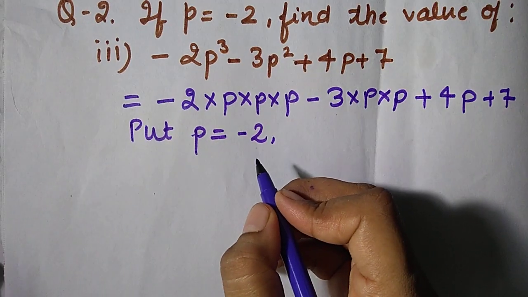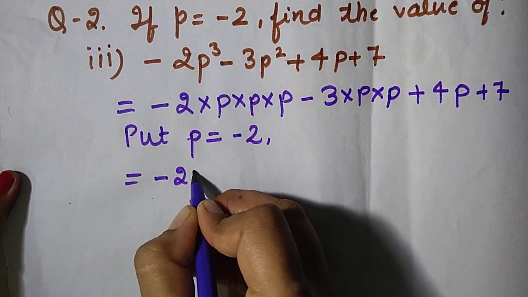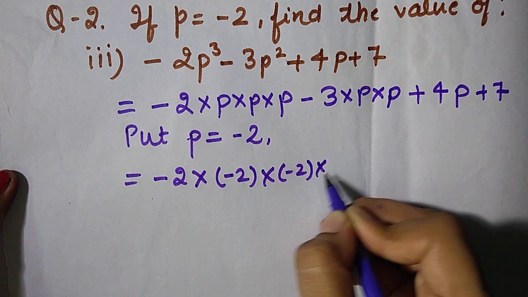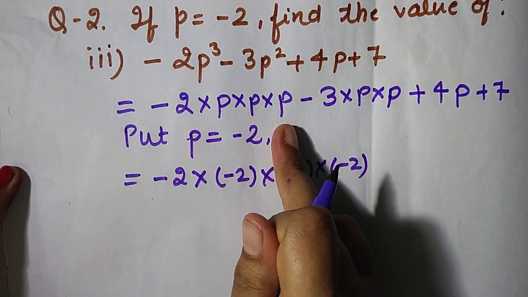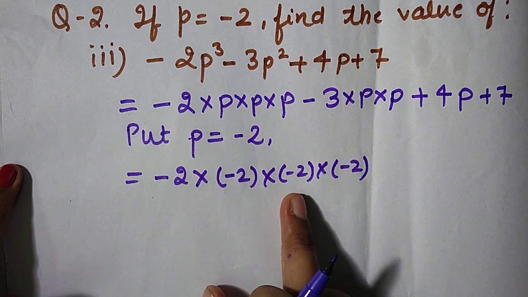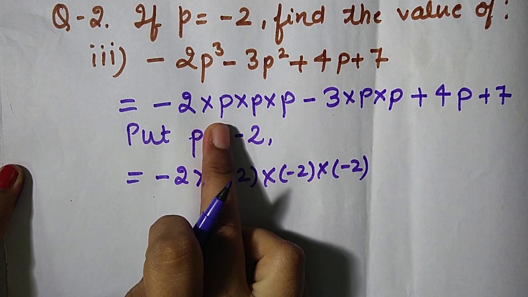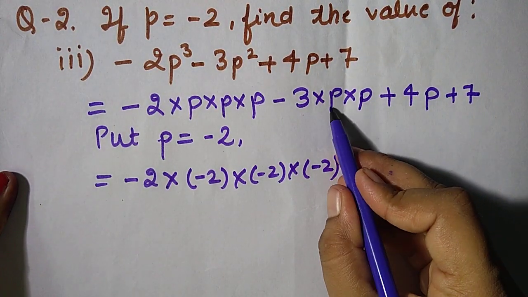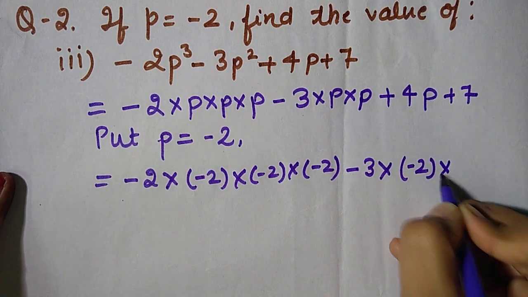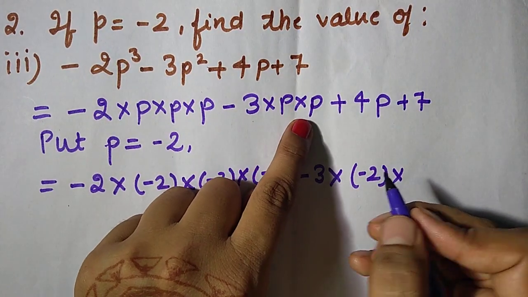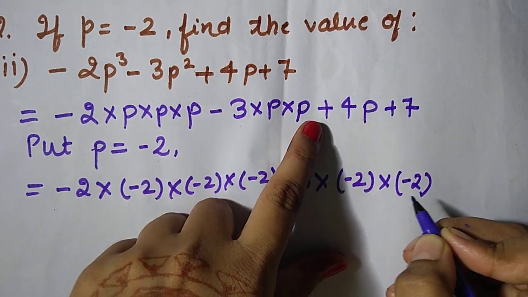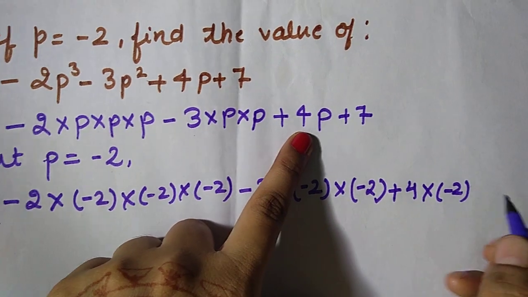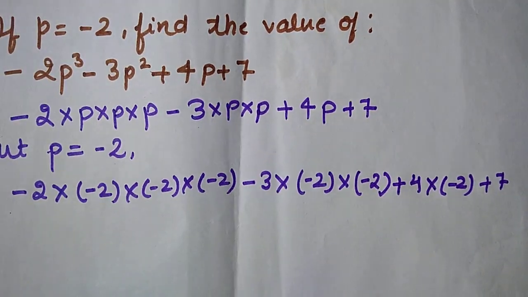So let us substitute the value. Minus 2 into, here it is minus 2, then minus 2 and minus 2. P is multiplied 3 times, so same for minus 2, it is multiplied 3 times. I have just replaced p with minus 2. Now minus 3 into, here it is p, so I will write minus 2. Again p is present in the expression, so in place of this I will write minus 2. Then plus 4 into p, p means minus 2, and then plus 7. So this is the numerical expression.